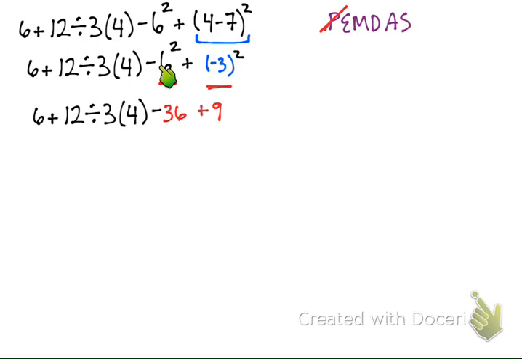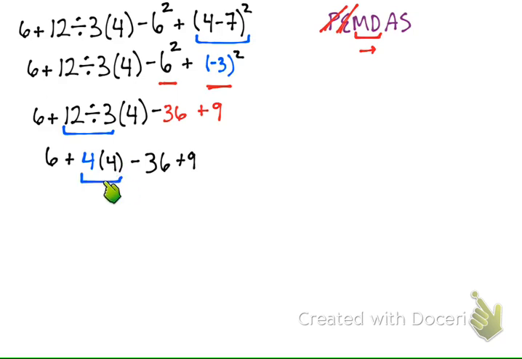Alright, so don't forget the minus sign that's right here, drop it down. We finished exponents. So now we're on to multiply and divide. We're going to do that from left to right. Division comes first. It happens to come first in this problem, so we're going to divide first. So 12 divided by 3 is going to be 4. We're going to drop everything else down.